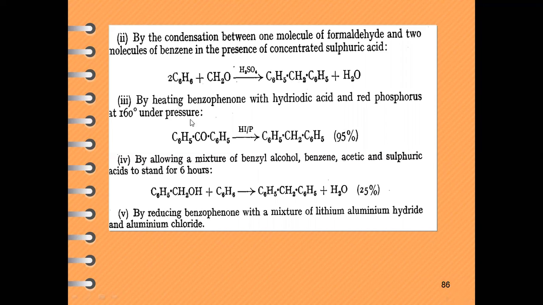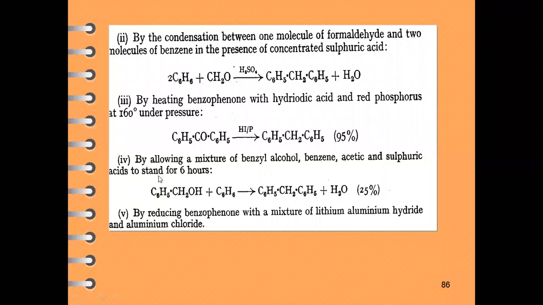diphenylmethane. The third synthetic method for the formation of diphenylmethane is by heating benzophenone with hydroiodic acid in the presence of red phosphorus at high temperature, that is 160 degrees, under pressure. So we require high pressure and high temperature for this particular reaction. But see the difference: in the first synthetic method the product yield is 50%. But if we use a concentrated acid, red phosphorus, higher temperature and higher pressure, we can increase the yield of the product by utilizing high heat and high pressure.